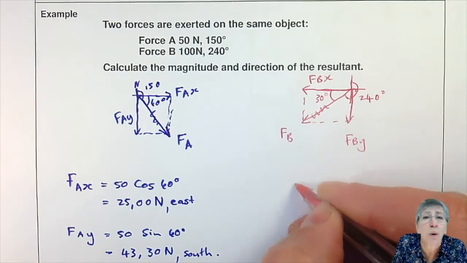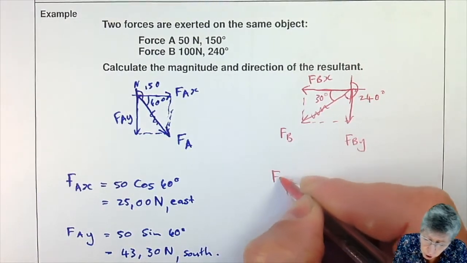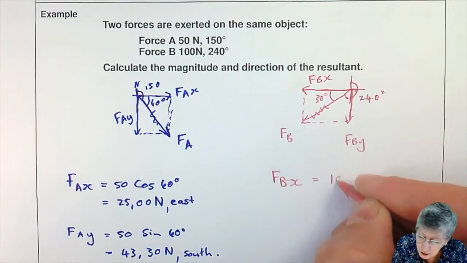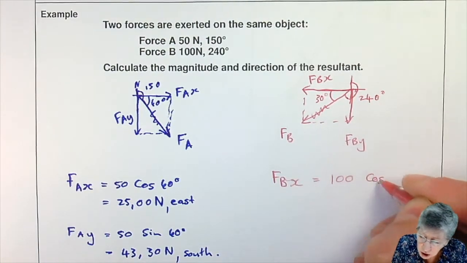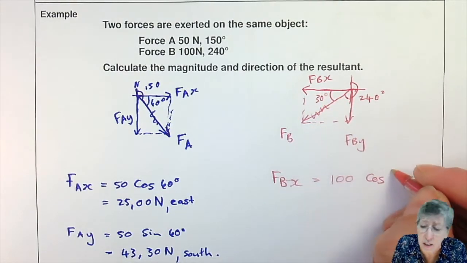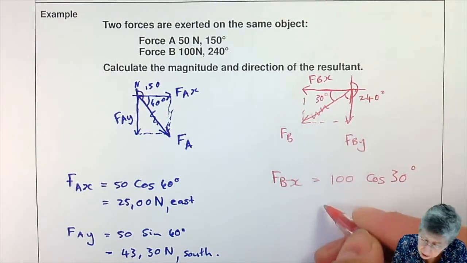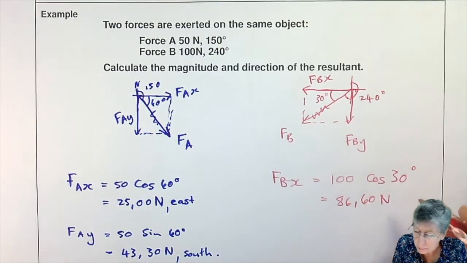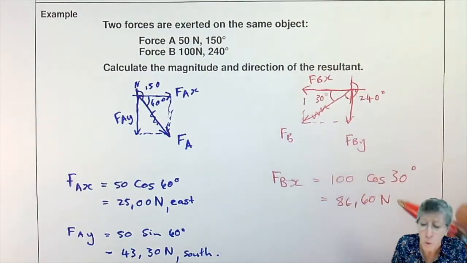Right, so let's go and work that out. So FB in the X direction will be the whole 100, and I'm using cos for the X. I'm just making sure that I've got the angle with the horizontal, that 30 degrees. And then you end up with 86,60 Newton, and that is now towards the west.